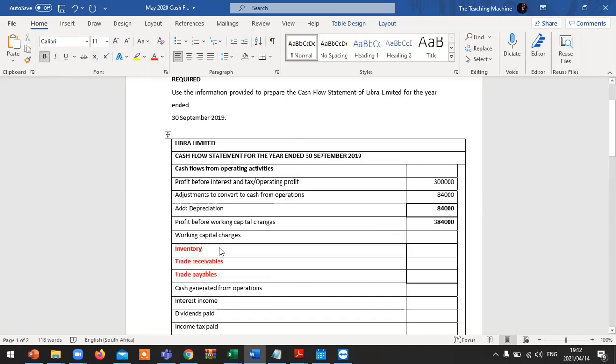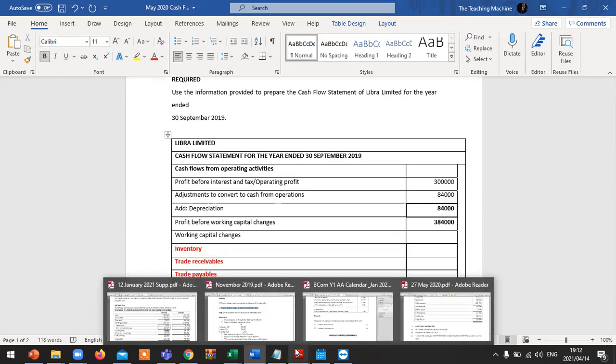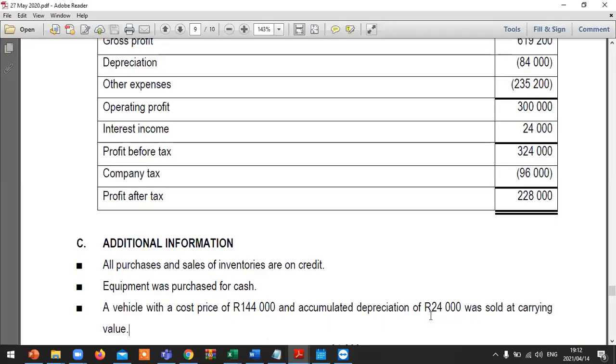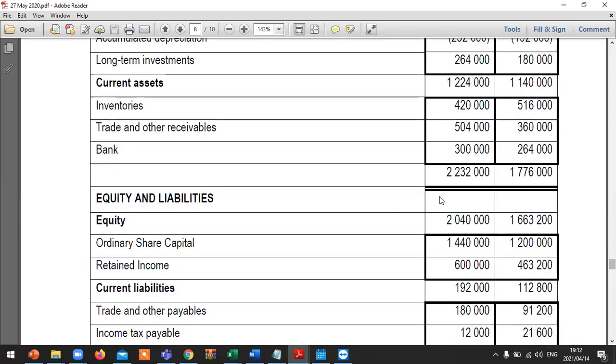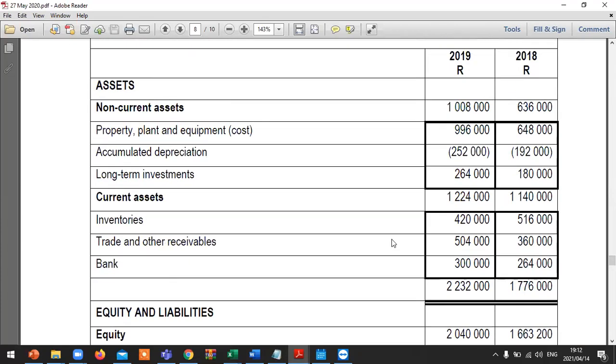All right. Now let's quickly look at the inventory figures. We're going to compare the figures of the inventory. I think inventory is given here, information A. In the previous year, inventory amounted to 516,000. In the current year, the inventory amounts to 420,000 rands. So what happened to our inventory? Our inventory was sold. Why? Because we can see that inventory decreased from 516 to 420,000. So some of the inventory was exchanged for cash.